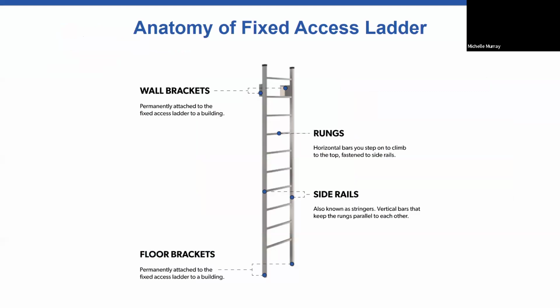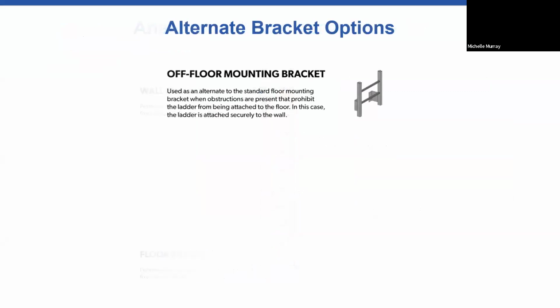So we're going to get into the anatomy of the fixed access ladder. They're all going to share the same features. They're going to have rungs, side rails, and brackets, either wall or floor brackets. There are several alternate or additional bracket options.